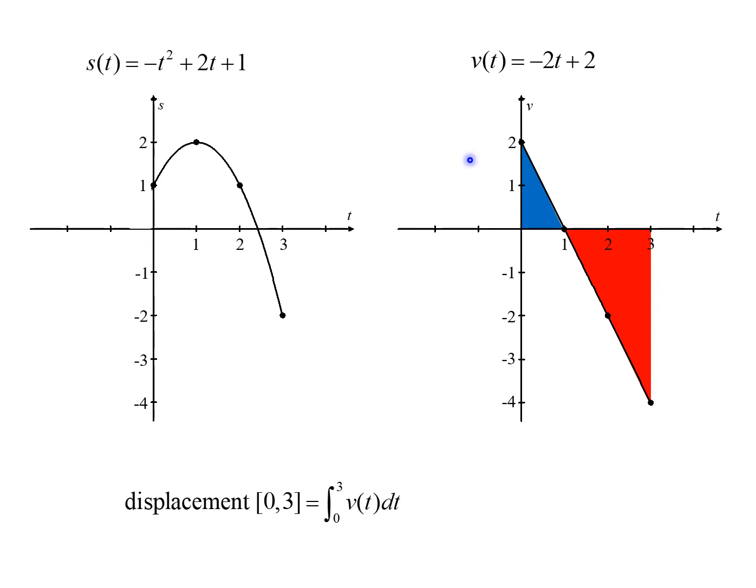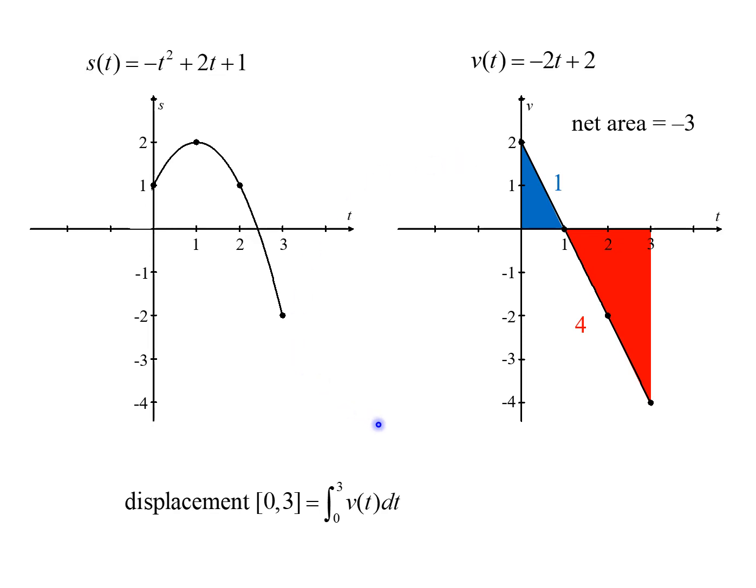So the area of the blue triangle is 1/2 base times height. You get 1. The area of the red triangle, you do the same thing. You get 4. Of course, that's going to be a negative area when you're looking at net area. Net area is -3.